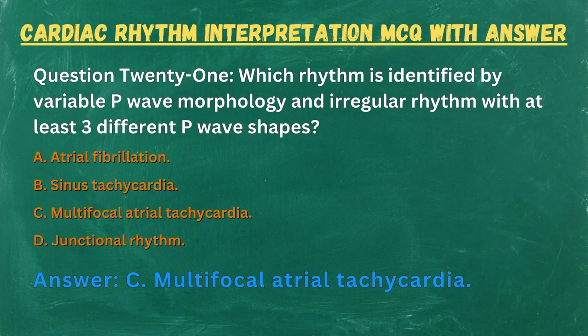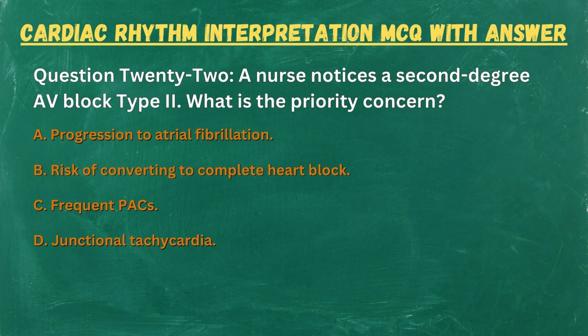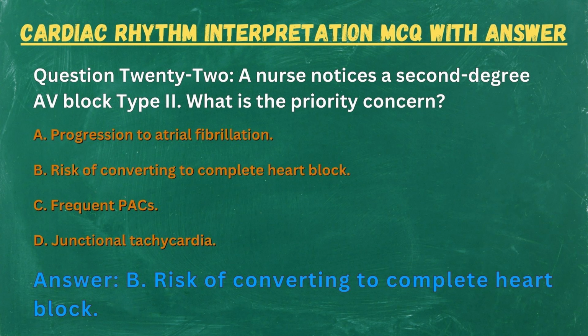Answer: C. Multifocal atrial tachycardia. Question 22. A nurse notices a second-degree AV block type 2. What is the priority concern? A. Progression to atrial fibrillation. B. Risk of converting to complete heart block. C. Frequent PACs. D. Junctional tachycardia. Answer: B. Risk of converting to complete heart block.